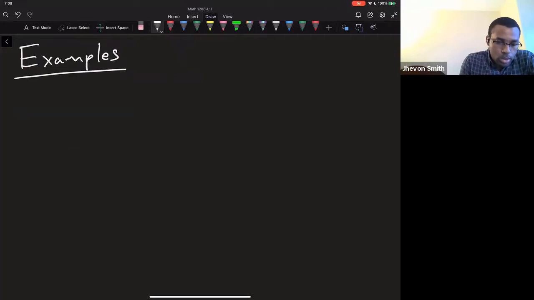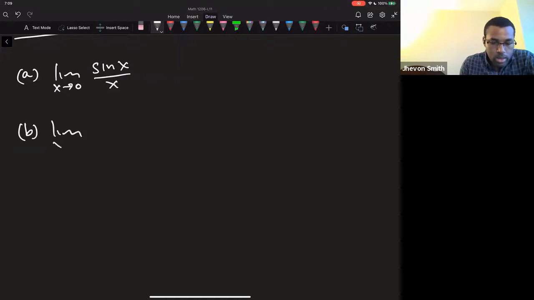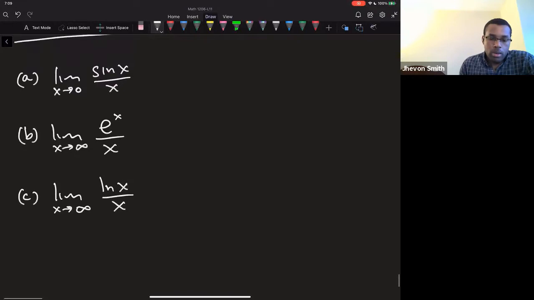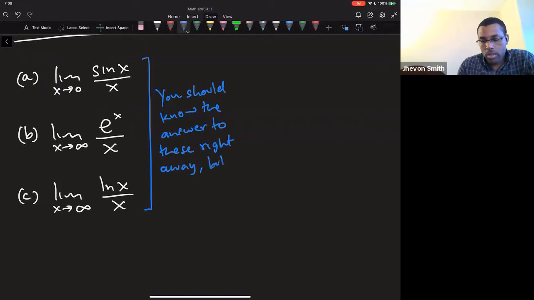Let's do, A: the limit as x approaches 0 of sine x over x. Now I know you know what this is. The answer is 1, but we're actually going to do it another way. B: e to the x over x. C: ln of x over x. Now these three, you should know the answer to these right away, but we'll illustrate with L'Hopital's.